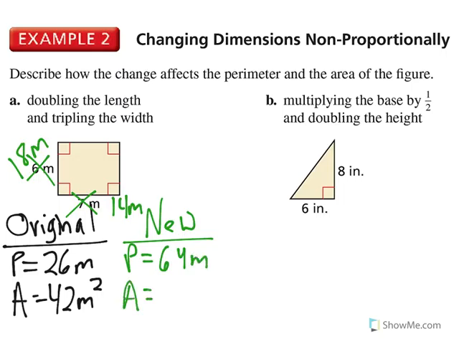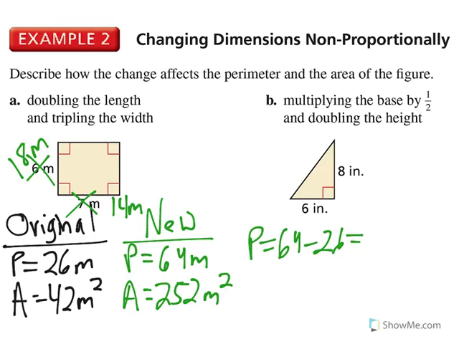For the area, we do length times width again, or base times height. So we do 14 times 18. And so when we do that, we get 252 meters squared. So just like the last problem, we want to describe how this changes. So for perimeter, I'm going to subtract them. So I'm going to do 64, my new perimeter, minus my original.